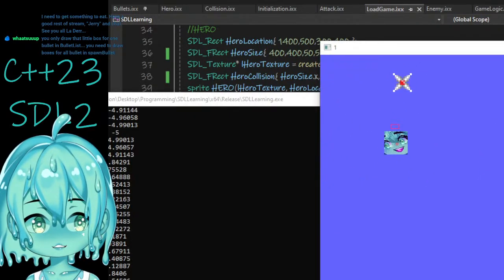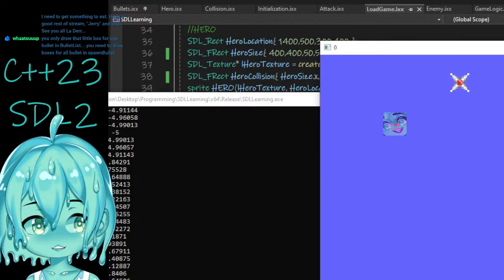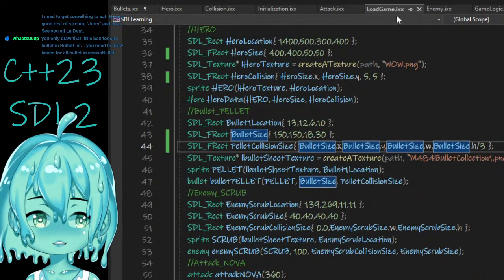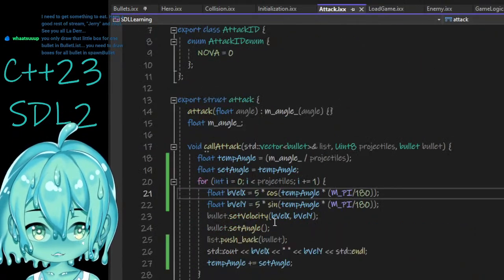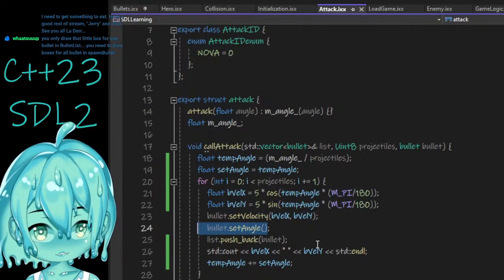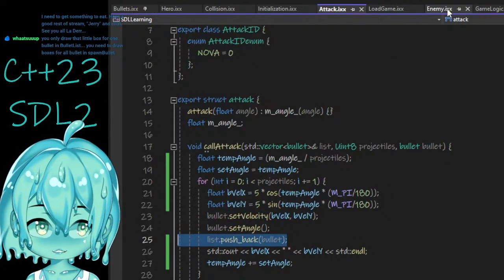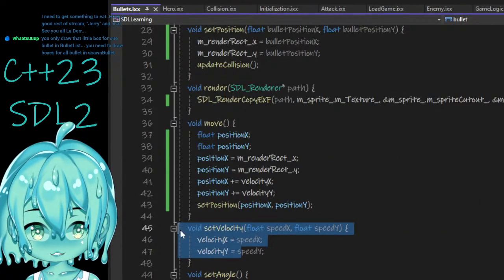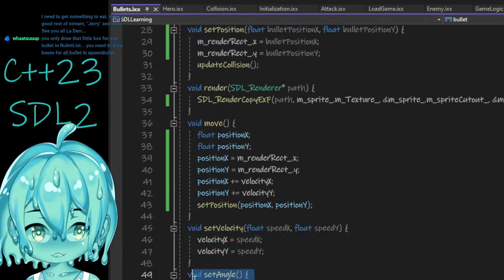So yeah, now you see it in the middle, right? But the X and Y value are never changing with the bullets. Do I have to call it separately in the attack module? No, I don't have to, because it already calls set velocity and set angle. And then it pushes back. And then our bullets, set velocity, set angle.